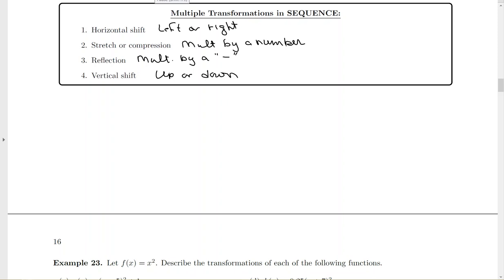We're going to be using these 4 steps in determining how a parent function has been shifted. And we go in this order. We look to see if there's something going on inside the parent function. Then did we multiply by a number directly outside the parent function? Did we multiply by a negative? And then did we add or subtract from that parent function?